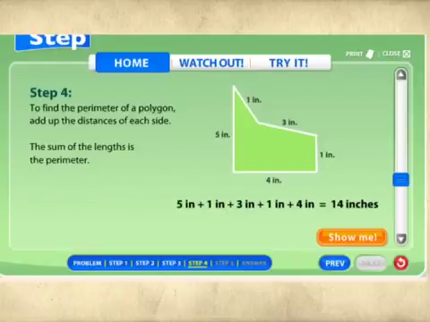Not all shapes have congruent sides. When you need to find the perimeter of an irregular figure like a polygon, you can't really rely on a formula, because they're irregular. You just have to add up the length of the sides. For this irregular figure, we need to add 5 plus 1 plus 3 plus 1 plus 4. The sum is 14, which means the perimeter is 14 inches.